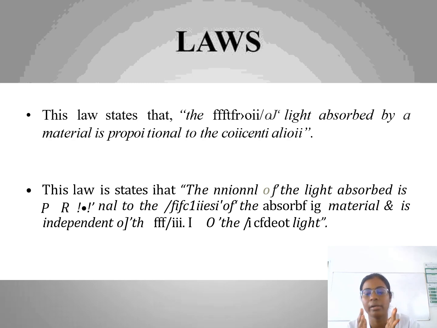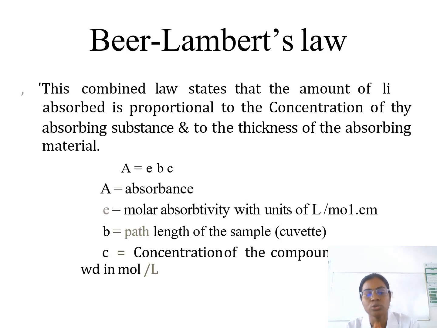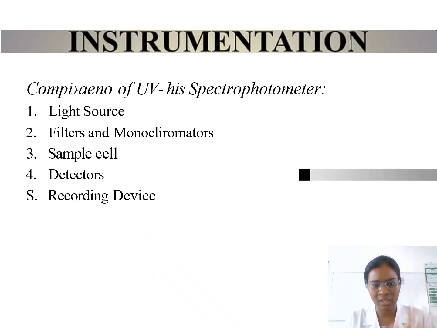So what are the laws involved in UV spectroscopy? It is the Beer-Lambert law. These combined laws state that absorbance is proportional to the concentration of the absorbing substance and also the thickness of the absorbing material. That is the equation A equals epsilon bc. A is absorbance, epsilon is the molar absorptivity with its units, b is the path length of the sample, and c is the concentration of the compound.